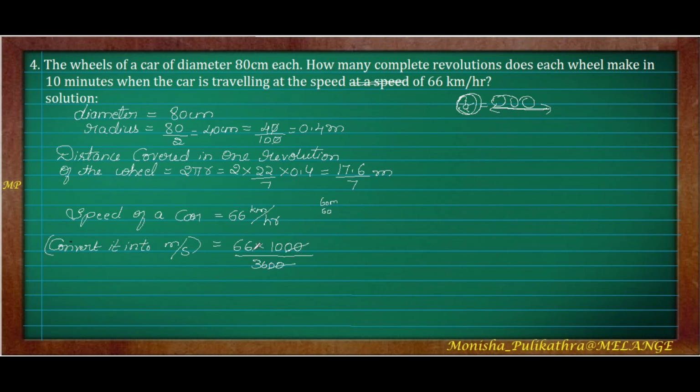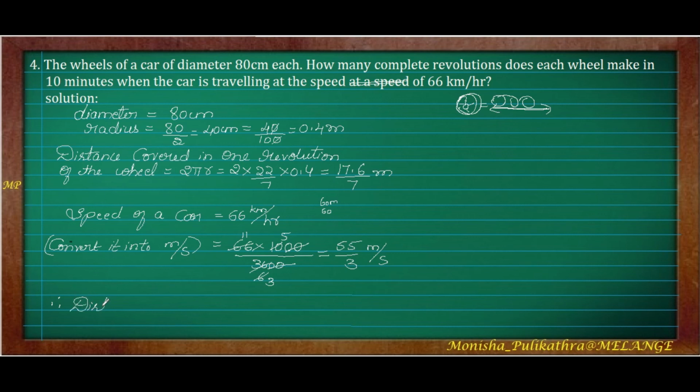Two zeros get cancelled. Here 6 11s are 66, so you will get 2 3s are 6 and 2 5s are 10, so you will get 55 by 3 meter per second. That is the same 66 kilometer per hour. If you are converting it to meter per second, it will become 55 by 3 meter per second. Therefore, next is the distance covered in 10 minutes.